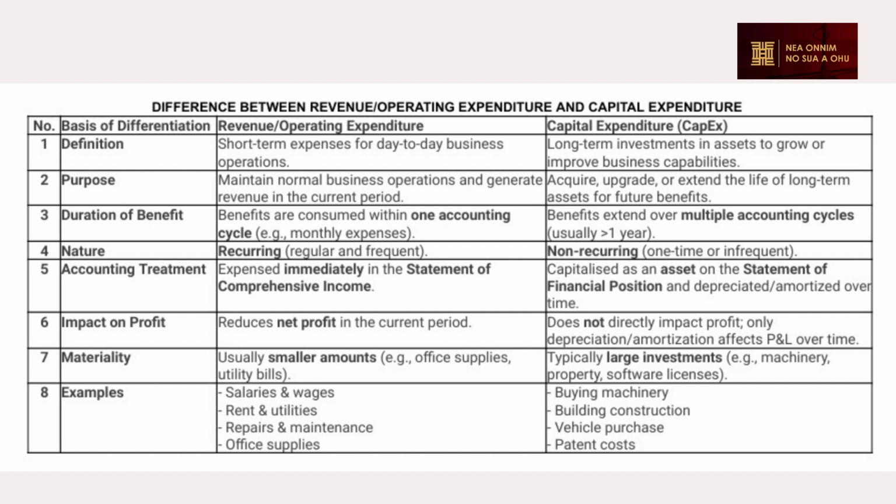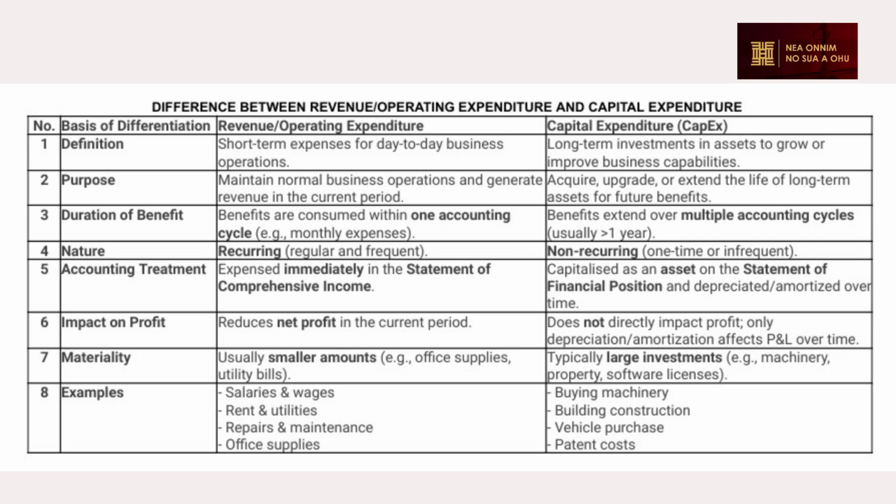So whereas revenue or operating expenditure get to be expensed immediately in the statement of comprehensive income for the ascertainment of profits, capital expenditure gets to be capitalized in the statement of financial position as an asset, and then subsequently they will be depreciated or amortized into the statement of comprehensive income. But that is a matter we'll deal with subsequently. That's the concept of depreciation and amortization.